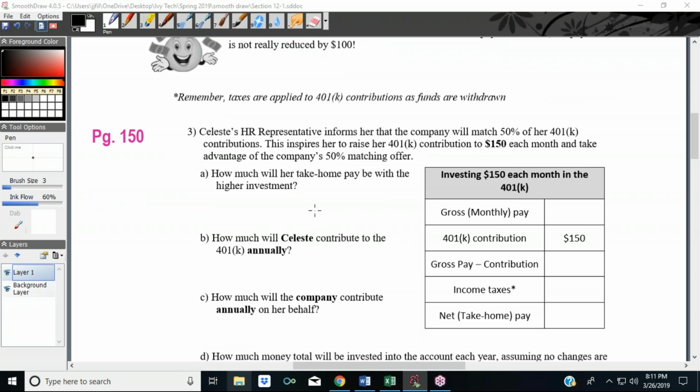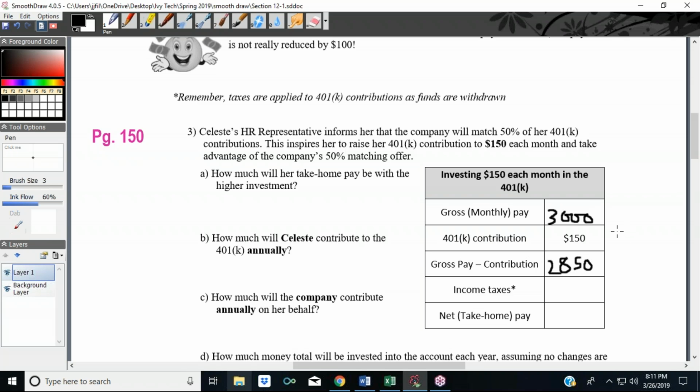How much will her take-home pay be with the higher investment? We're going to have to go through that chart again. Her gross pay is still the same. So now she's going to get taxed on $2,850. It looks like Kelsey already has the answer in there. Let's see if Kelsey is right.